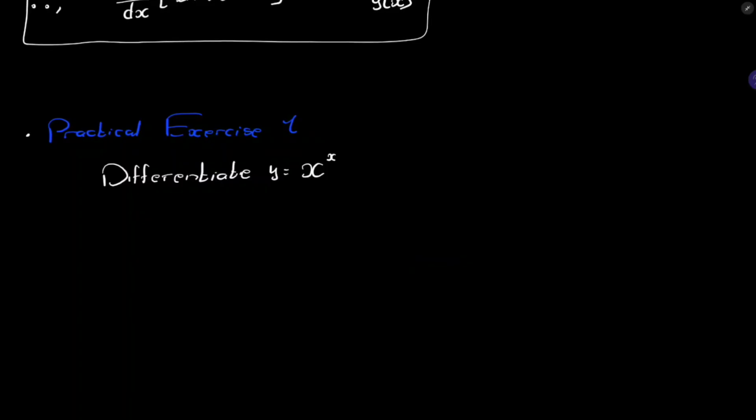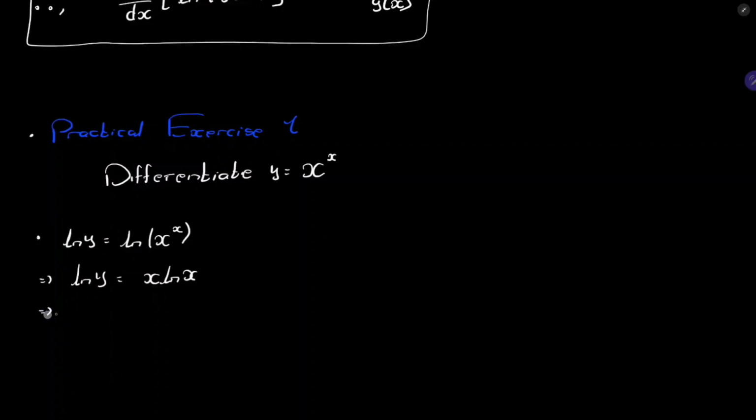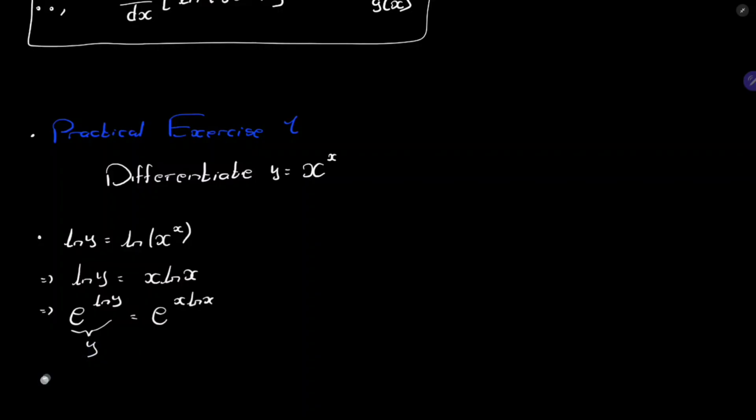So what's the first thing we're going to do? We're going to apply ln on both sides. That is ln y equal to ln of x to the power x. What does this give us? ln of y equal to x ln x. Now, applying the base e on both sides, we have e to the power ln y equal to e to the power x ln x, but this gives us y. This implies that y is equal to e to the x ln x.